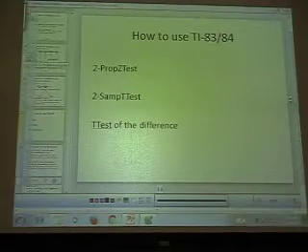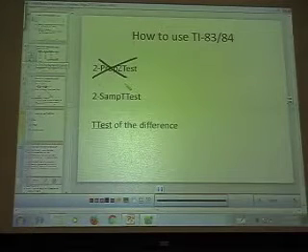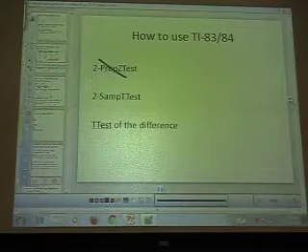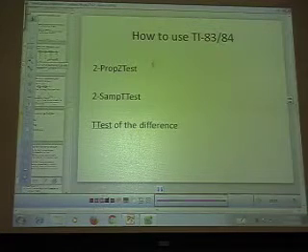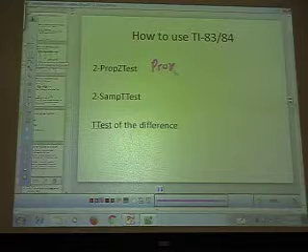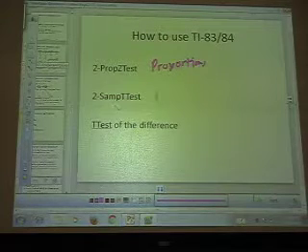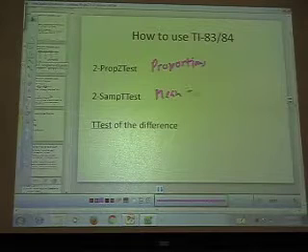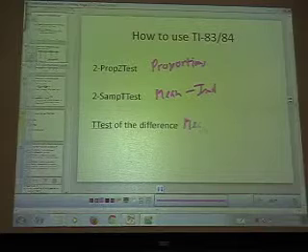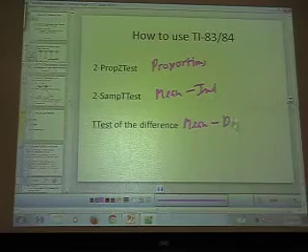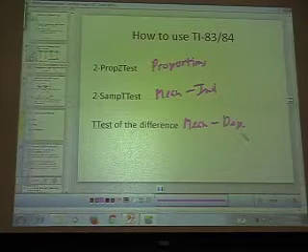For the TI-84, for these two, we're never going to use the 2-prop z-test. Oh, wait, we will, I'm sorry. For proportions, we're going to use the 2-prop z-test. We're going to use the 2-sample t-test for the means when they're independent, and then the t-test of the difference for the means when they're dependent. Those would be the ones you use on your calculator.